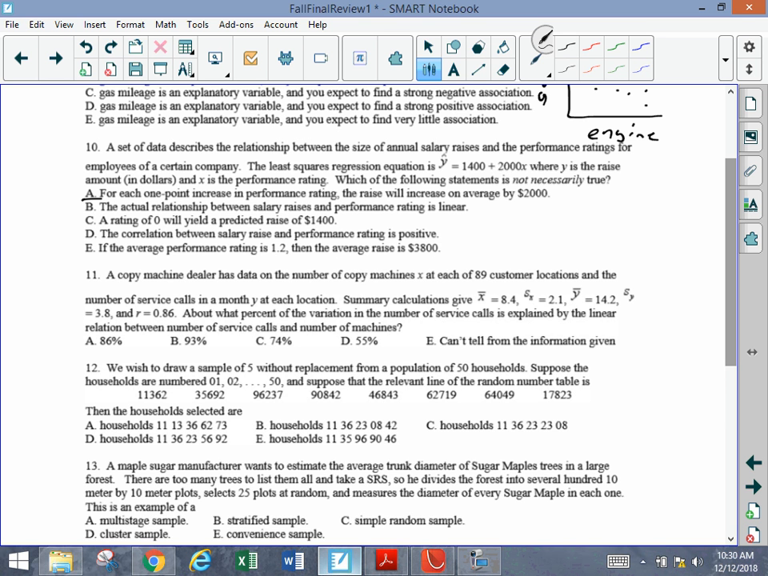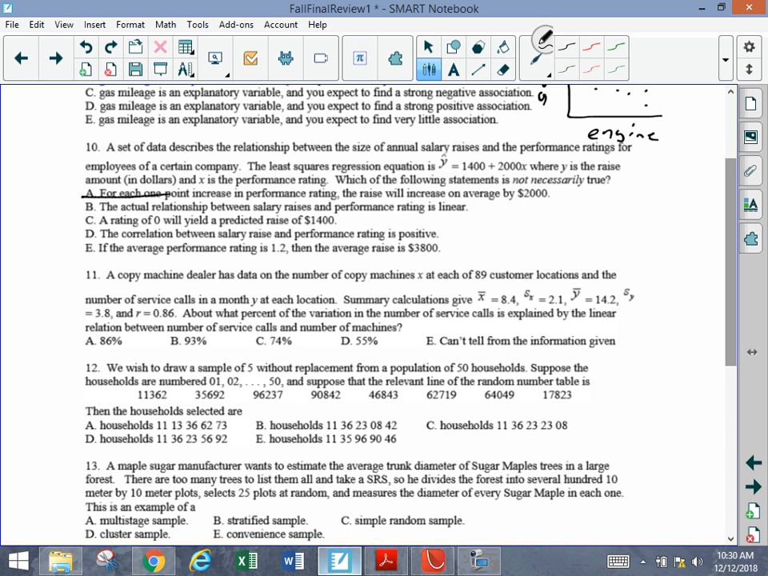The actual relationship is linear. No, we can't say that it's actually linear. We're making an approximation, a prediction. The predicted relationship between salary raises and rating is linear. We can say that, but we can't say the actual. We're looking for the one that's not true. Oh, not true? Dang it. Well, then I like that one.